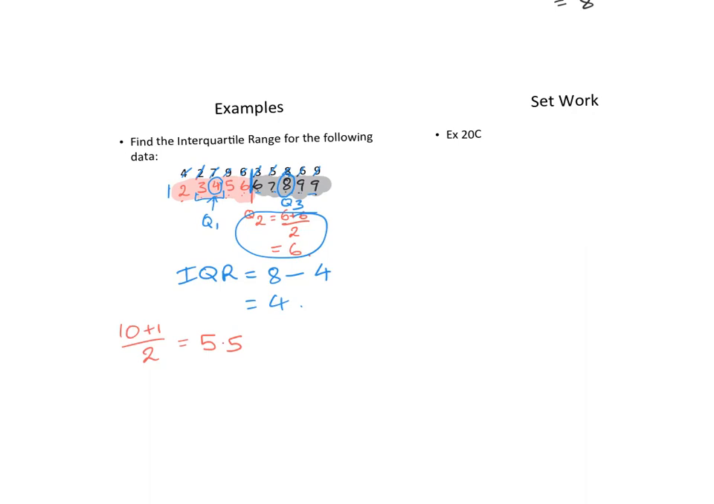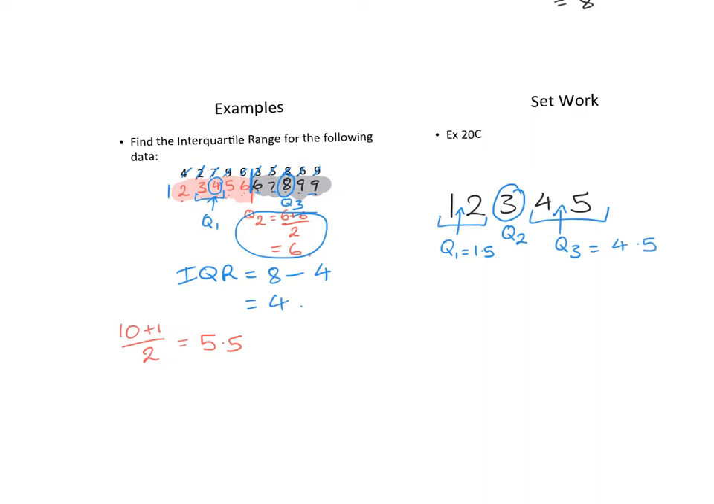If you have an odd number of scores, 1, 2, 3, 4, 5, this is the median, or Q2. Then Q1 would take just the lowest section without the median and find the median of, say, 1 and 2, which in this case would be the average of 1 and 2, which is 1.5. And the upper quartile, in this case, is the average of 4 and 5, which would be 4.5.